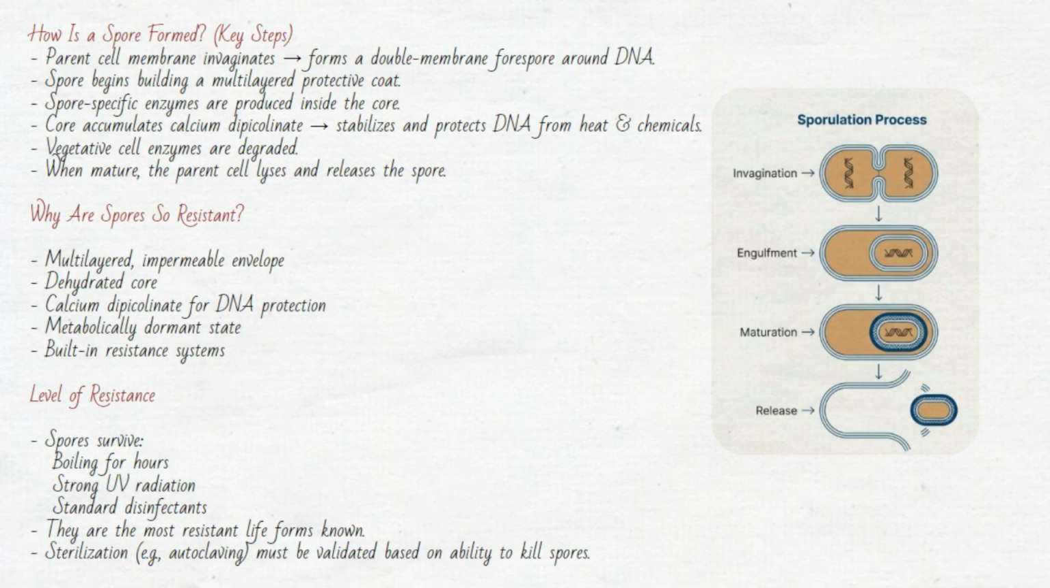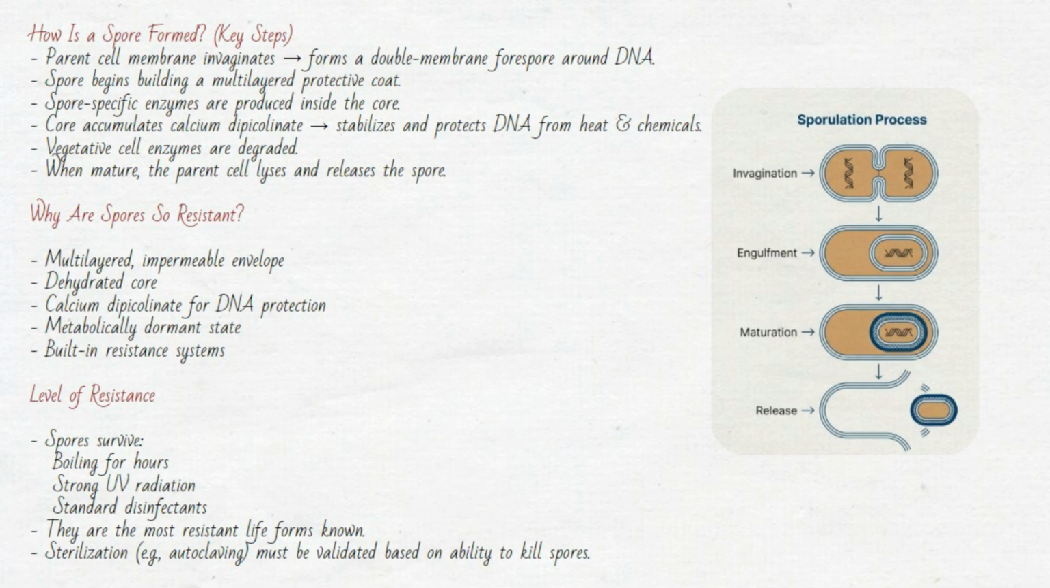The process then involves synthesizing this incredibly thick, impermeable, multilayered envelope. Inside, the mature spore retains the complete machinery for protein synthesis, and new spore-specific enzymes are synthesized in the core. The core has very high levels of a unique compound called calcium dipicolinate, which is thought to be essential in stabilizing and protecting the spore DNA from heat and chemical damage.